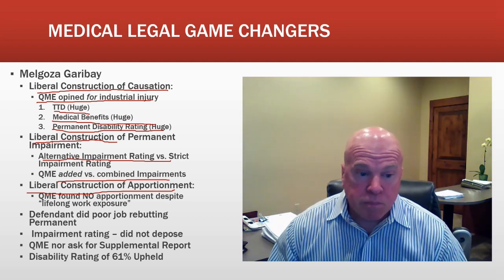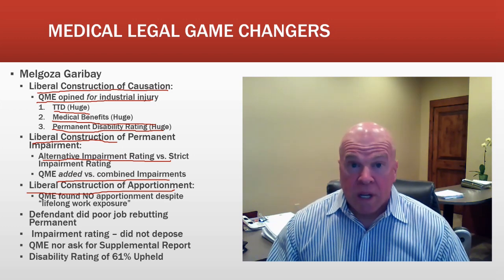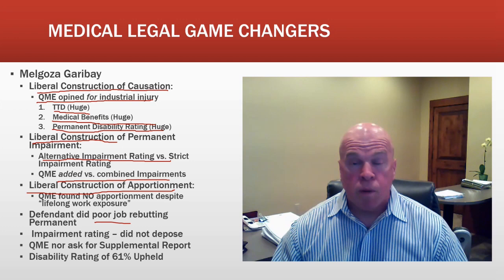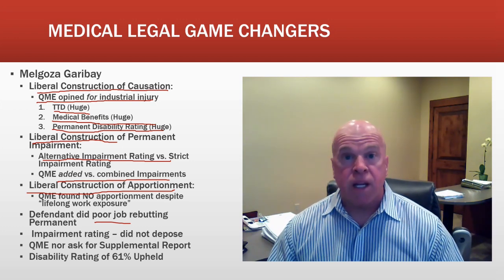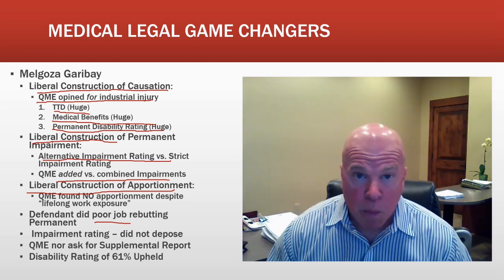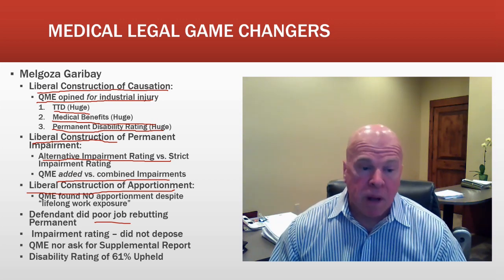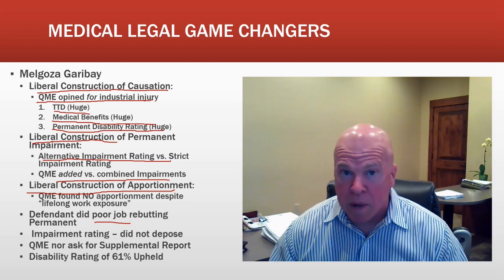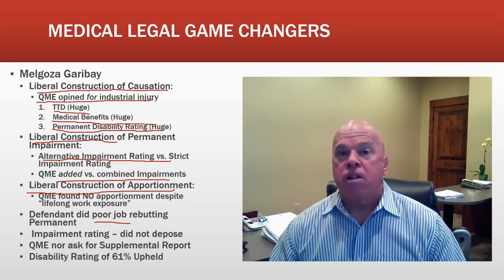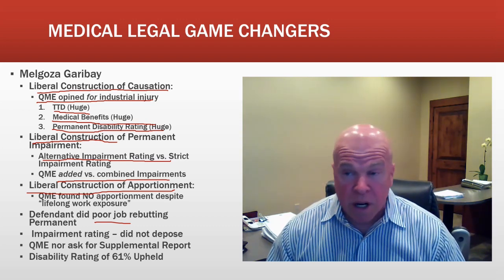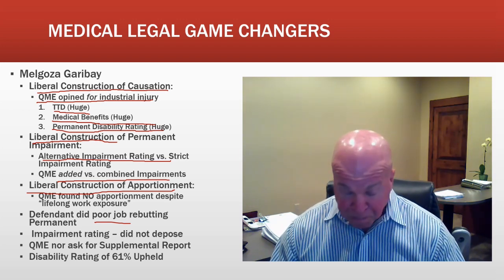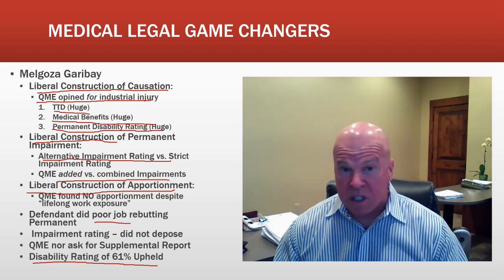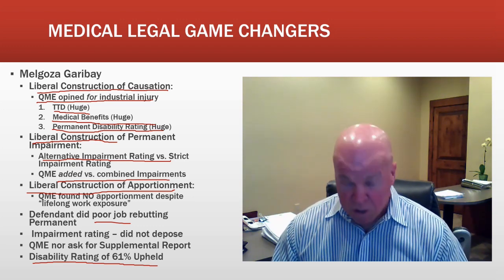Well, for whatever reason, the defendant did a poor job rebutting these issues, did a poor job rebutting AOE/COE, did a poor job rebutting the permanent impairment rating. He did not depose the QME. They did not ask for a supplemental report from the QME. The defendant made no contest regarding the apportionment determination, and therefore a huge disability rating of 61%.